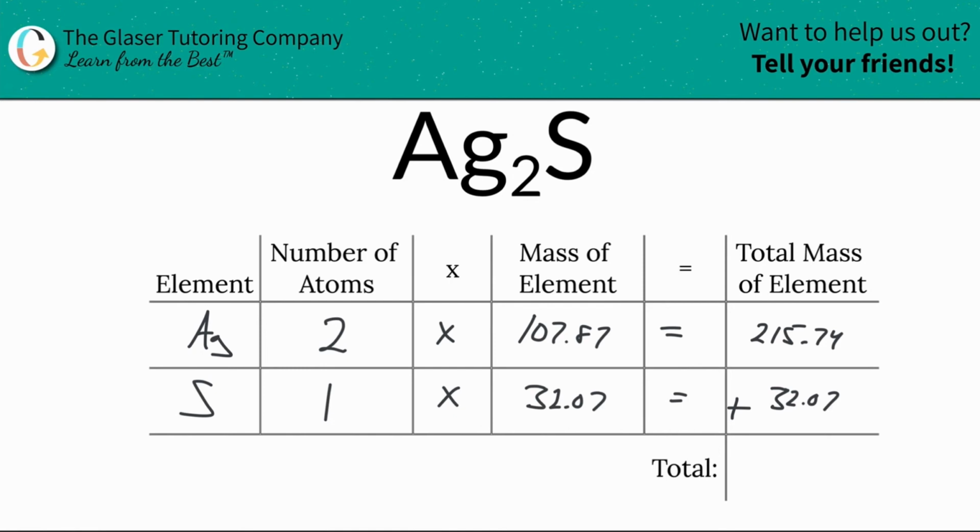Then what we're simply going to do is add those total masses together to find the total mass of the entire compound. When we add those values together, we're going to get about 247.81. Since we're solving for molecular mass, the units here are in AMU, aka atomic mass units.